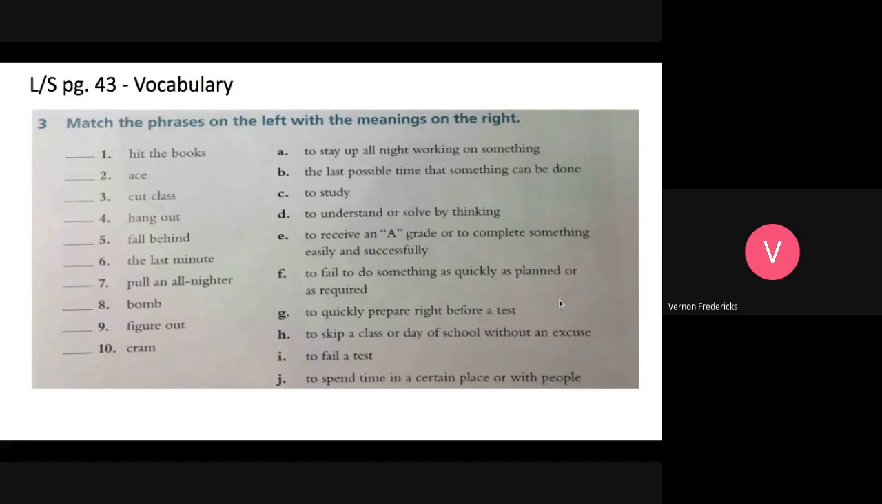Okay, so we have to match now, match the phrases on the left with the meanings on the right. I gave you an example. I went through all of those phrases. Okay, so students, 1, 2, 3, 4, 5, 6, 7, 8, 9, 10. You have 3 minutes. Pause this video. See how many you can remember. Good luck.